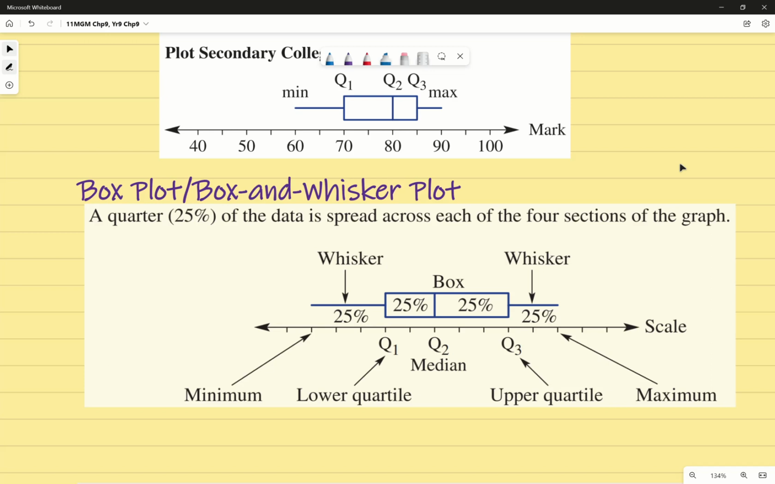We need to make sure that the scaling is the same, consistent, right? If for each line we're going up by 5%, it needs to stay the same for the rest of it as well. So consistent scaling. We only have one axis as well. It's important to know we only have one axis.